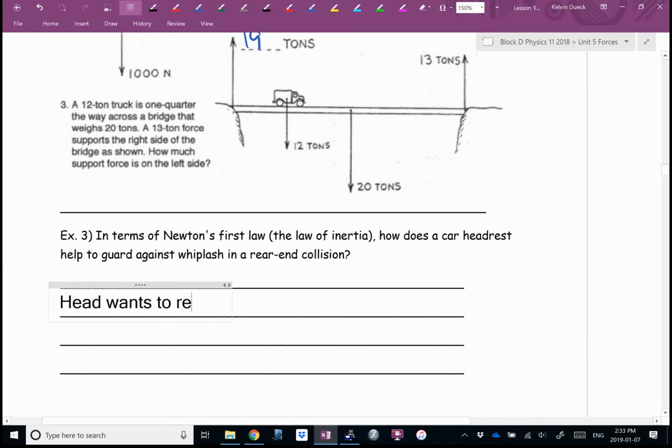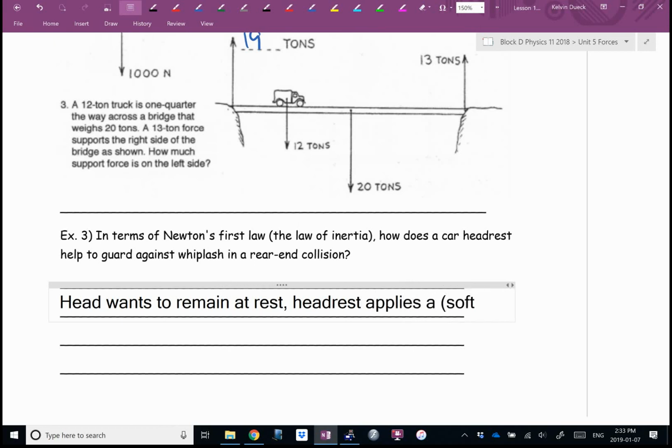Head wants to remain at rest. The headrest applies, and I'll put in brackets, soft force on the head to keep it with the rest of your body. Now, if you didn't know this, you would think that your head had gone backwards, but in fact, the headrest accelerates your head forwards. This is why I've said to you, our bodies are backwards accelerometers. What our bodies really can detect is our own inertia, our resistance to force. We can feel it. It's always the opposite direction.